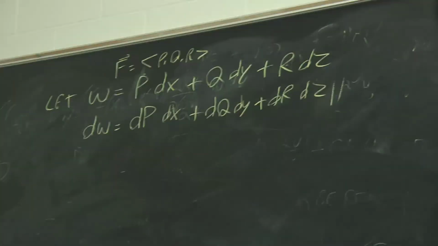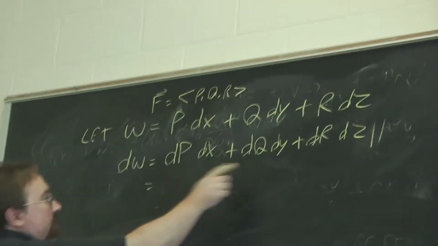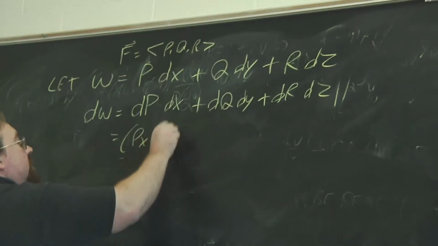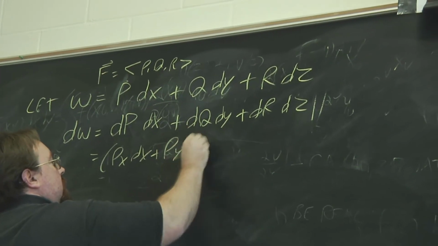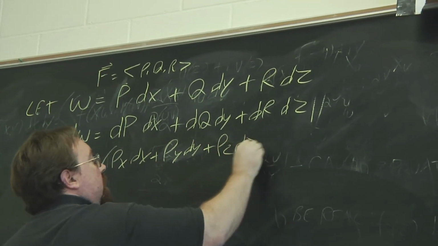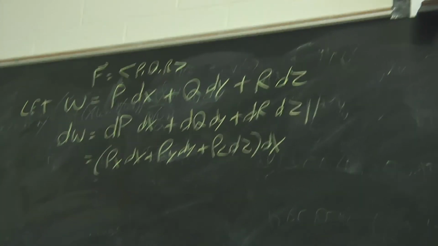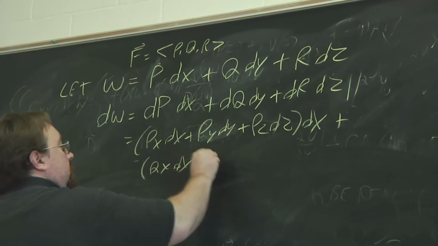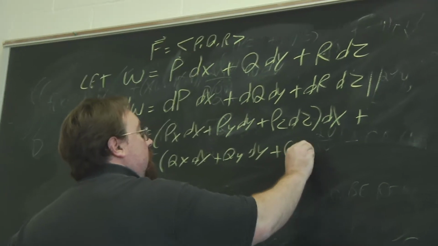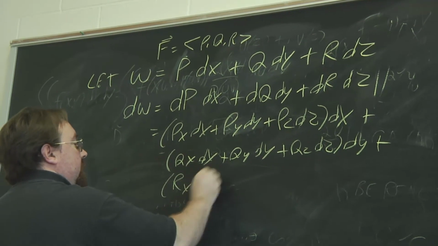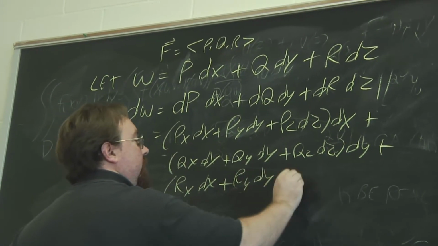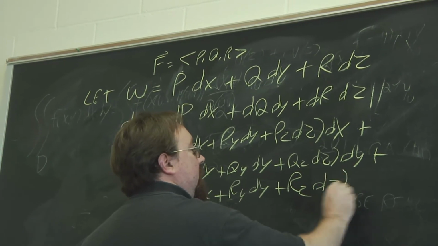Okay. So now we need to take the derivative of this one form p, and then the same thing with q and r. So we're going to have px dx plus, sorry, py dy plus pz dz, all times dx, plus, similar for q, qx dx plus qy dy plus qz dz, all times dy, plus rx dx plus ry dy, this is tedious, plus rz dz, all times dz.